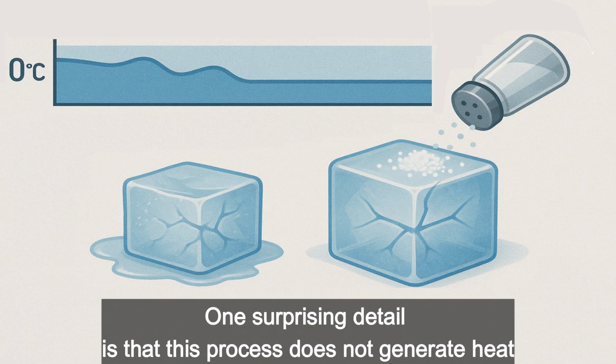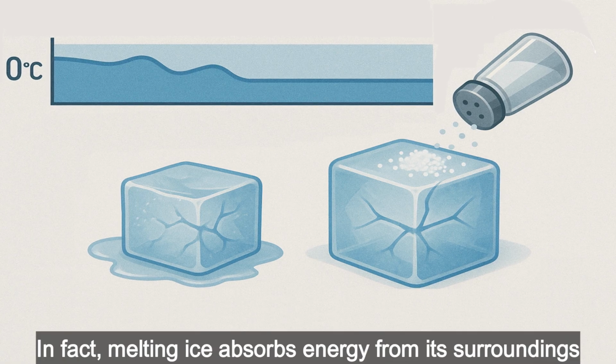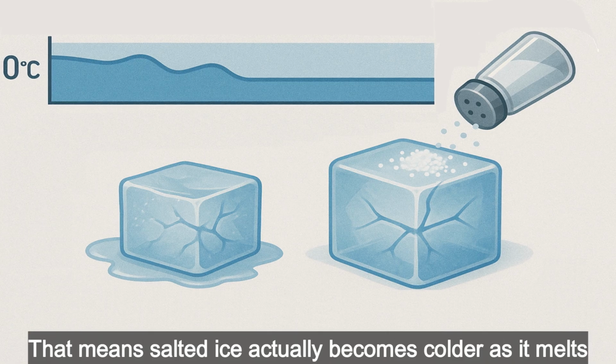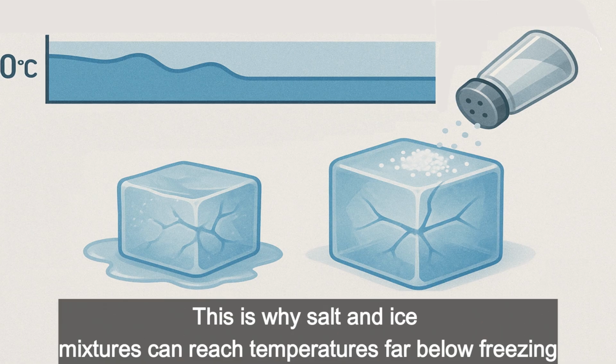One surprising detail is that this process does not generate heat. In fact, melting ice absorbs energy from its surroundings. That means salted ice actually becomes colder as it melts. This is why salt and ice mixtures can reach temperatures far below freezing.